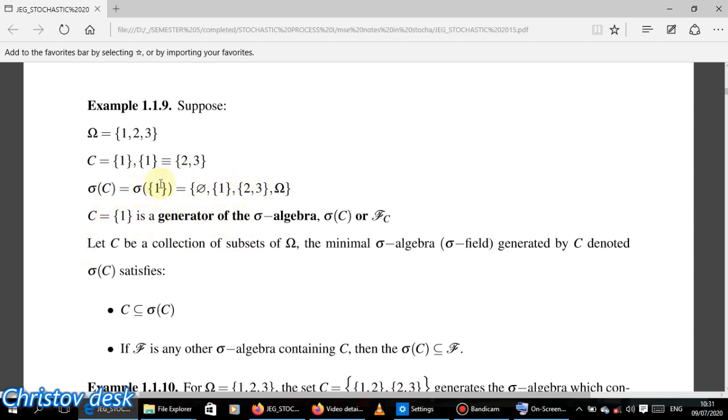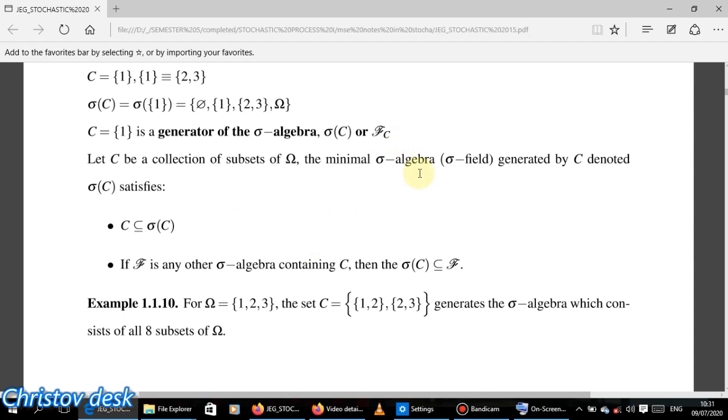So the sigma algebra generated by {1} will have the empty set, the set itself, the complement of {1}, and then the unions and everything. So C1 is a generator of a sigma algebra. C is a collection of subsets, and the minimal sigma algebra is generated by C. Remember that your C, which is generating the sigma algebra, must be found in the sigma algebra generated by C.